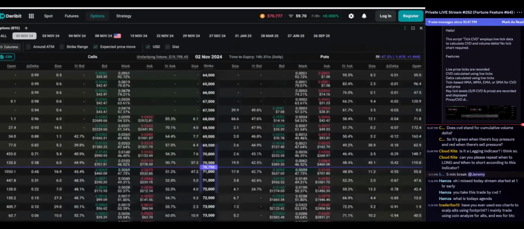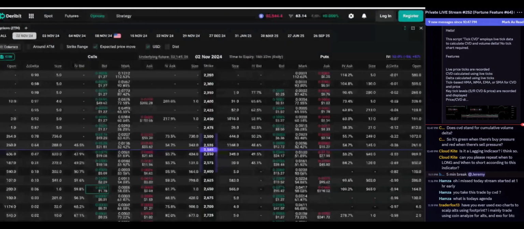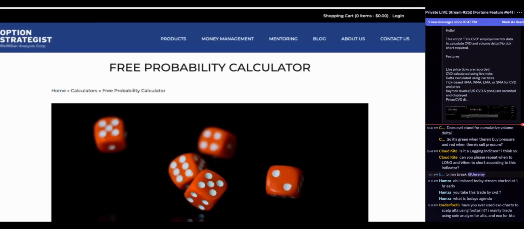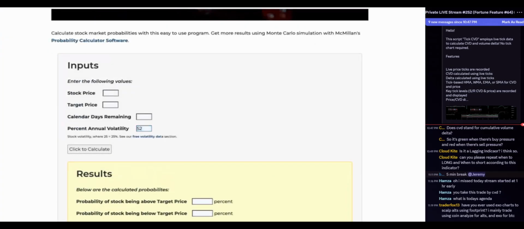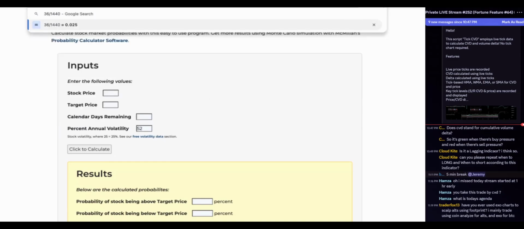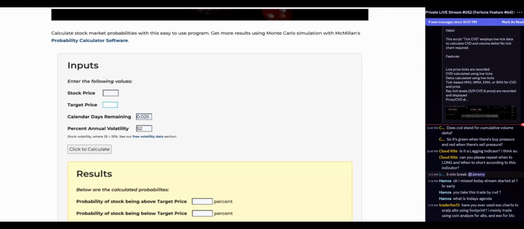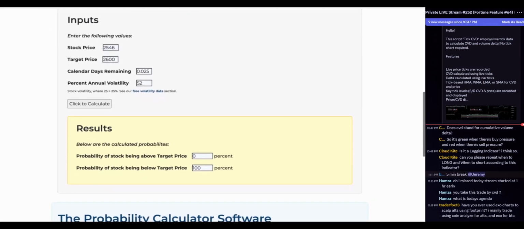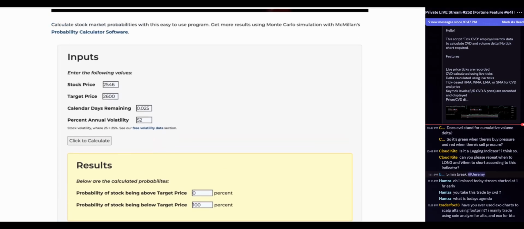All right. So let's go to options and look at Ethereum's IV, 52%. So we're going to put that in here. So 52%. How many days are remaining? Well, guess what? There's about 35, 36 minutes left. And how many minutes are there in a day? 1,440. So 36 divided by 1,440 is the amount of days left. This target price is obviously 2,600. Asset price is 2,546. Look at the probability. 0. Well, thank you. So you're really telling me there's a 0% chance.